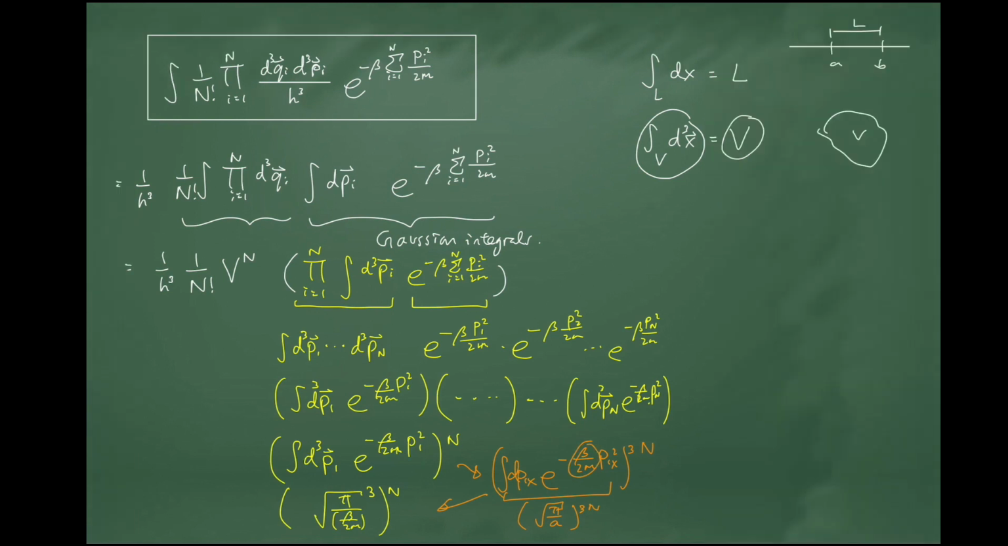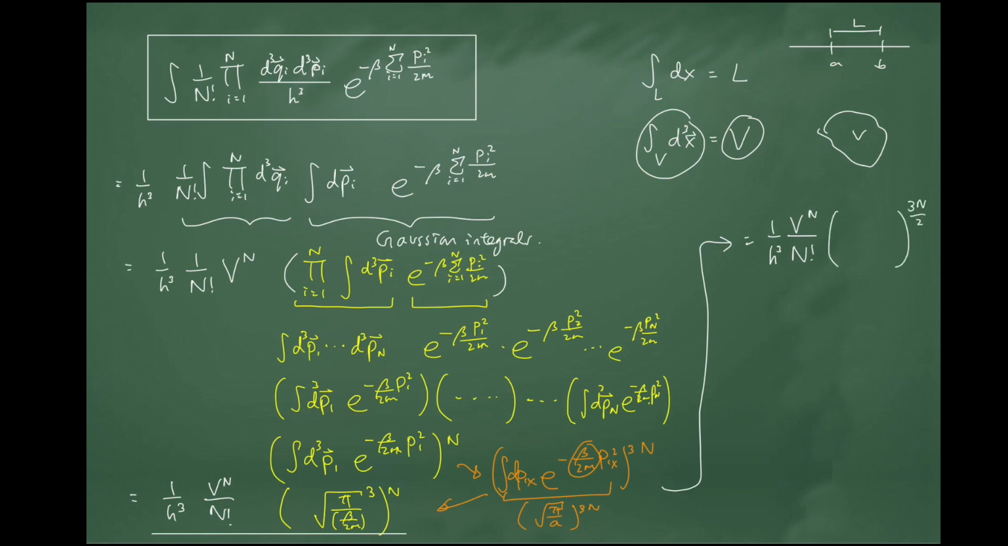Okay, so now we're ready to tie everything back together. What do we have in here? We have 1 over h cubed and v to the power of n over n factorial. Combining with the yellow part over here, if we simplify this a little bit and tidy them up, we have 1 over h cubed, v to the n, n factorial, and let's write this as 3n over 2 instead of the square root. On top we have 2m pi, on the bottom we have beta. And that is the full result over here.